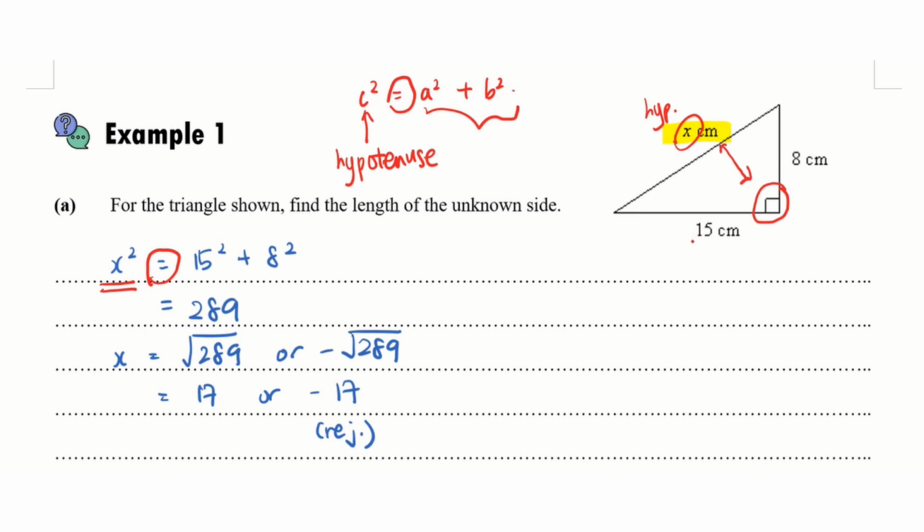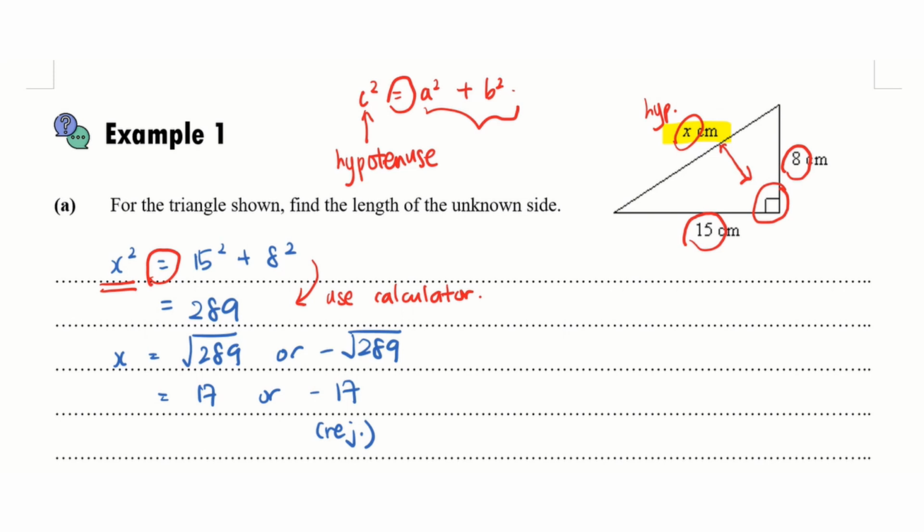So it doesn't matter whether you choose 15 cm to be a or you choose 8 cm to be a. You can have 15 to be a, then 8 will be b. Or if you choose 8 to be a, then 15 will be b. It doesn't affect your calculation, it doesn't affect the presentation. So in my case, I have chosen 15 squared plus 8 squared. Then I use my calculator and I get 289. So just use the calculator for the calculation.